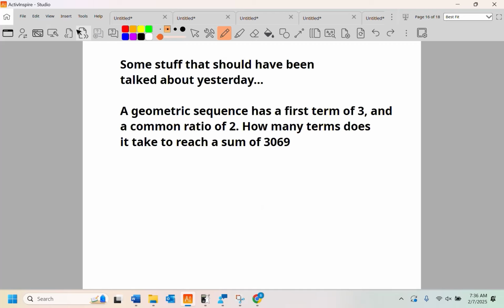All right, some stuff that I should have talked about previous days. This one has been talked about. It's worth doing again because I know it's going to be a rough one for y'all. A geometric sequence has a first term of 3, common ratio of 2. How many terms does it take to reach a sum of 3069? So for geometric, the sum of n things is the first term times 1 minus r to the n over 1 minus r.